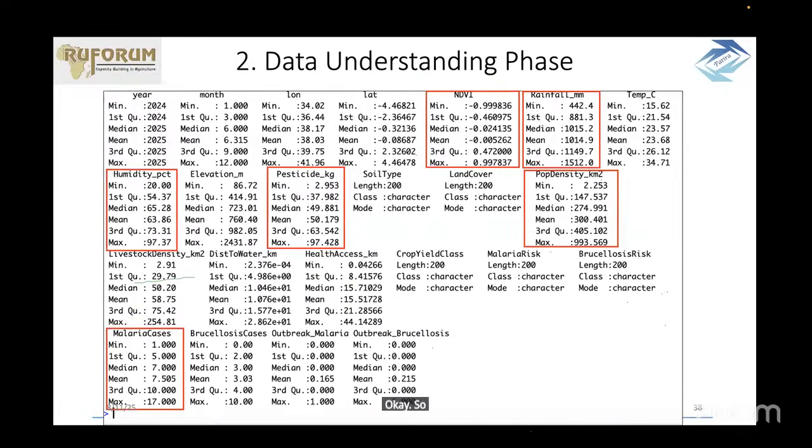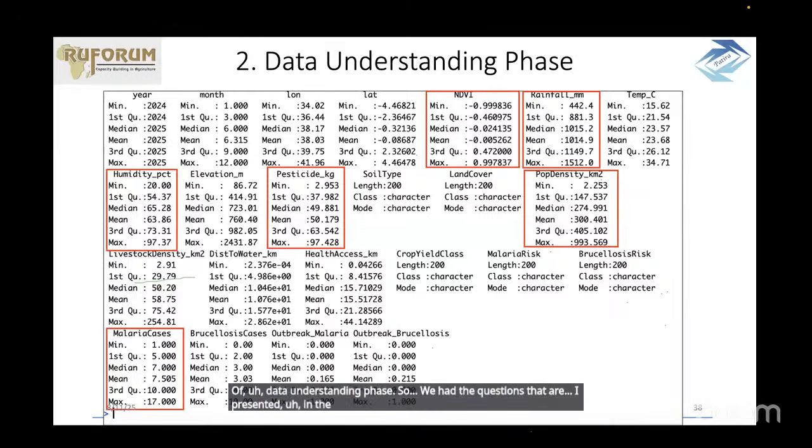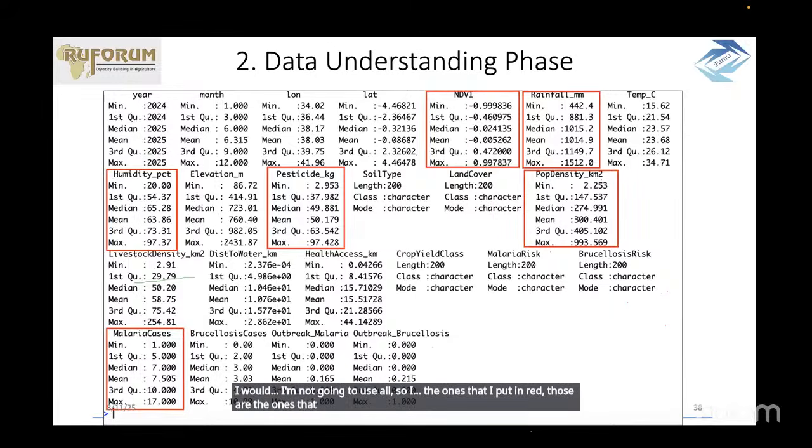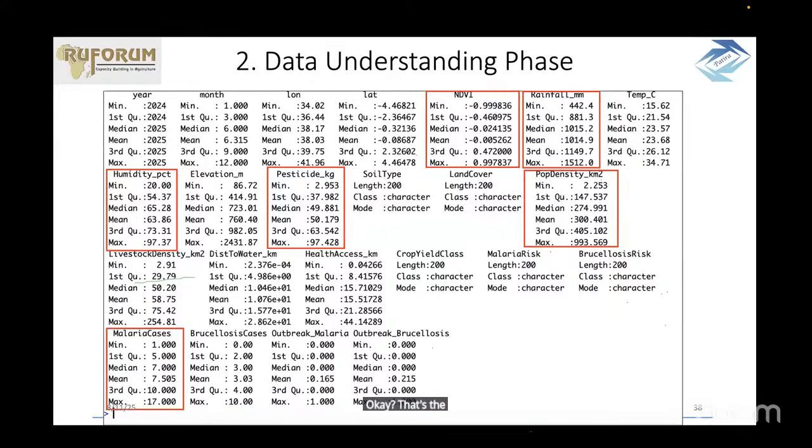So this is an example of the data understanding phase. We had the questions that I presented in the beginning. Since I'm only interested in something to do with crops, I'm not going to use all of them. The ones that I put in red are the ones that I'll be interested in using. The rest, I will not be able to use, okay? That's the data understanding phase.